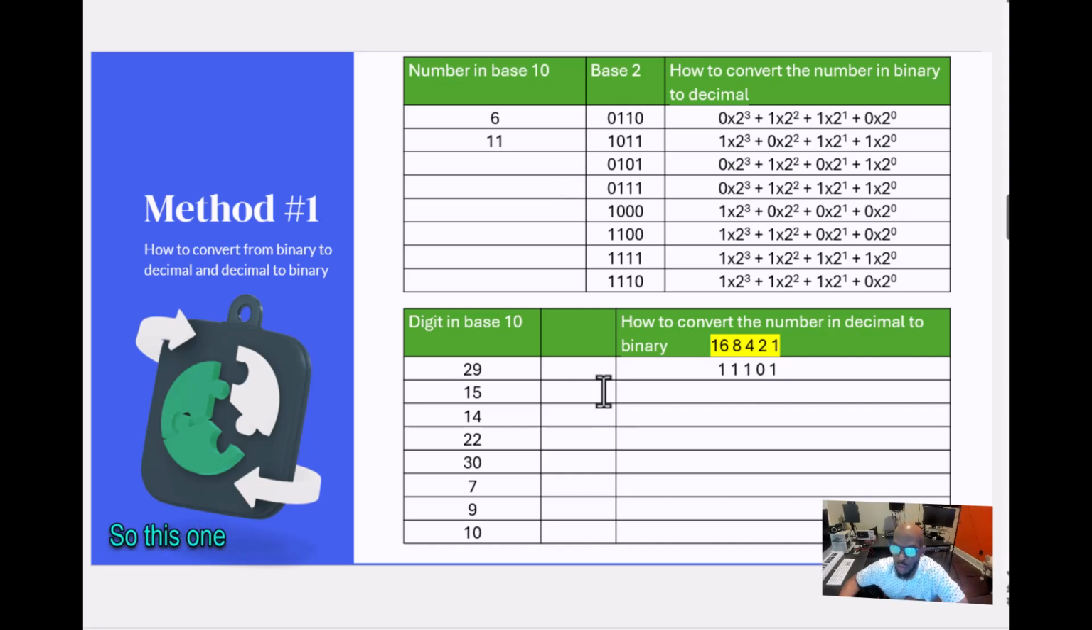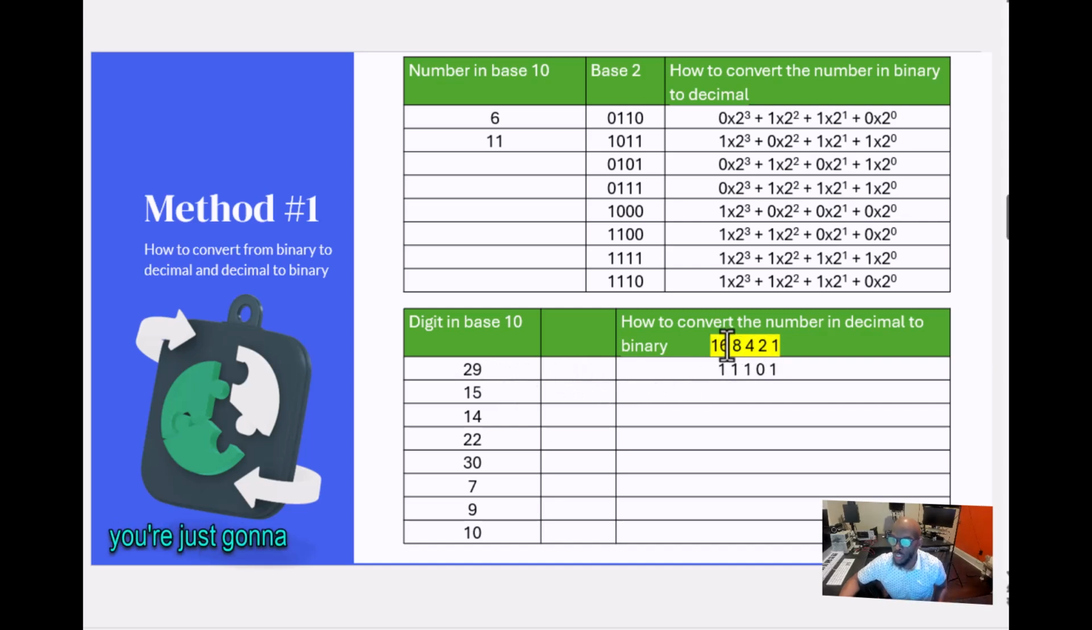Okay, so for this one, converting from decimal to binary, you put your weights up here: 16, 8, 4, 2, and 1. The reason I used 16 is because the biggest number that a four-digit binary number can make is 15. So 15 is less than 29, and that's why I included 16.